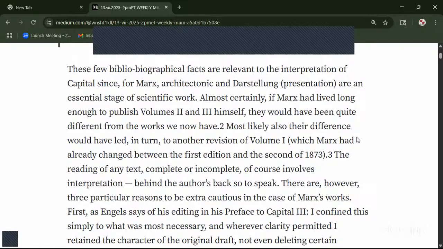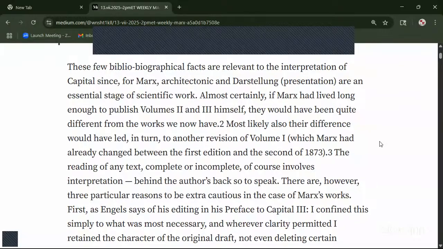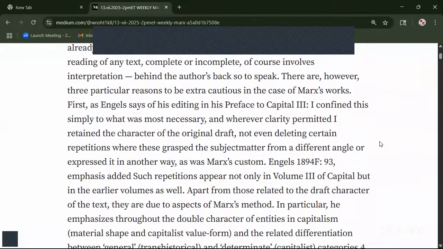The reading of any text, complete or incomplete, of course, involves interpretation behind the author's back, so to speak. There are, however, 3 particular reasons to be extra cautious in the case of Marx's work. First, as Engels says of his editing in his preface to Capital 3, "I confined this simply to what was most necessary, and wherever clarity permitted, I retained the character of the original draft, not even deleting certain repetitions where these grasped the subject matter from a different angle or expressed it in another way, as was Marx's custom."